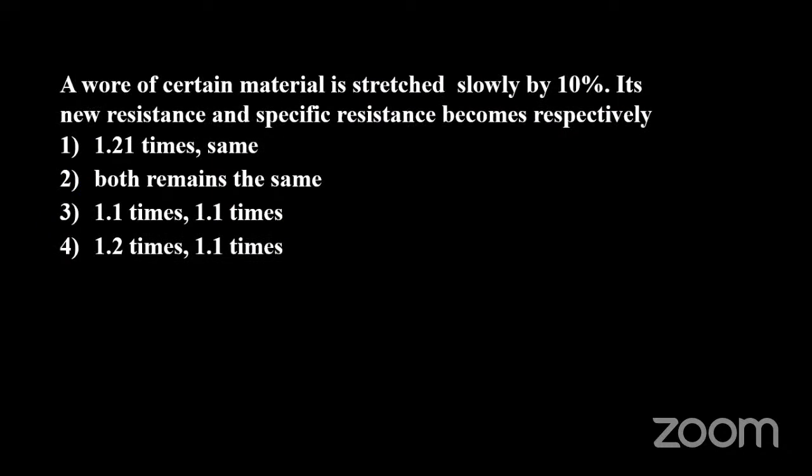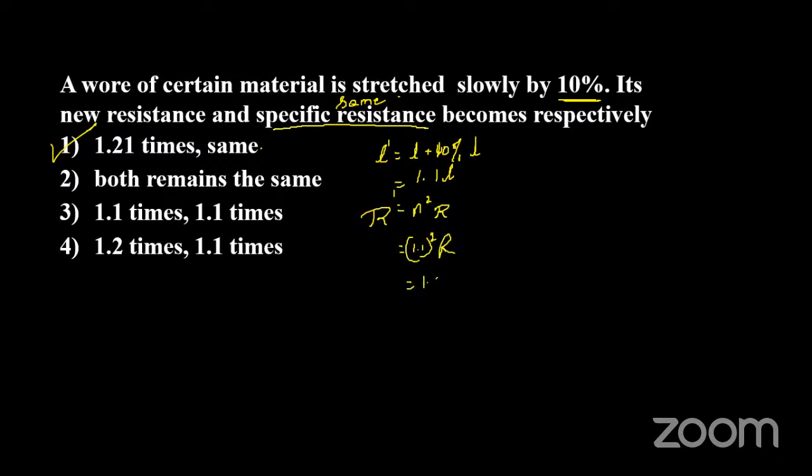Next, a wire of certain material is stretched slowly by 10%. New resistance and specific resistance. Specific resistance always remains the same. Make it a point. Specific resistance always remains the same. So the first and second options are eliminated. We know that as you stretch, the resistance changes. So therefore it will be 1.21. Now see what is happening to length: L dash equal to L plus 10% of L. So it becomes 1.1 L. Now we know new resistance is n square times initial resistance if you are stretching it by length. So I have 1.1 square, which is equal to 1.21 times the initial value.